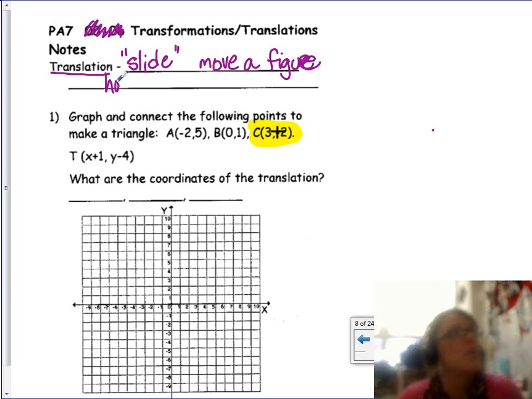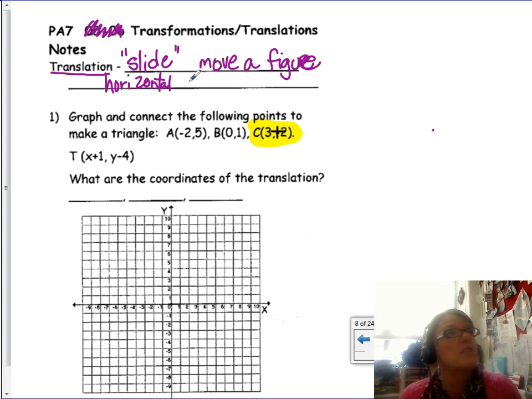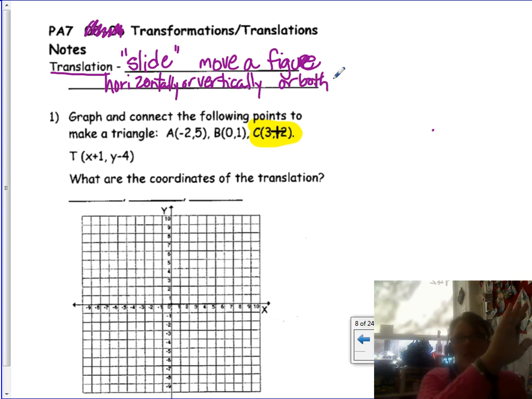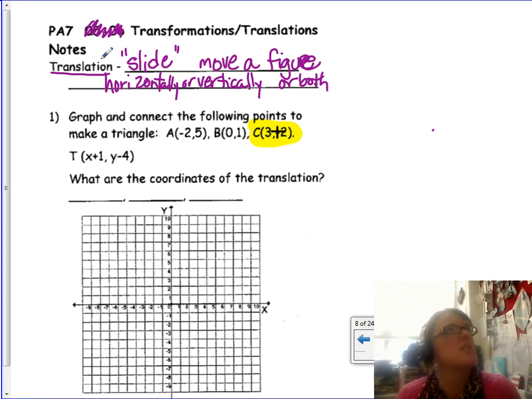So really, you're moving it in a horizontal direction, or in a vertical direction, so we go up or down. I should say horizontally, vertically, or both. When you move it both horizontally and vertically together, it looks like you're moving at some kind of slant or an angle. That's why I like to use the word slide. Mathematically, we use the term translation. So anytime you see translate, that means slide.